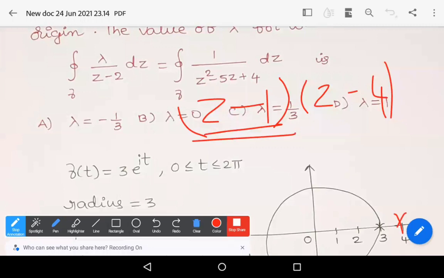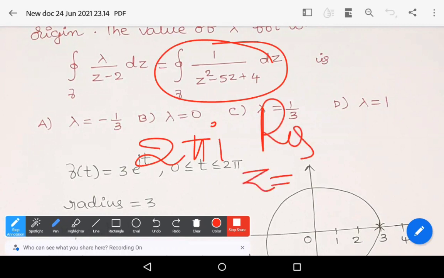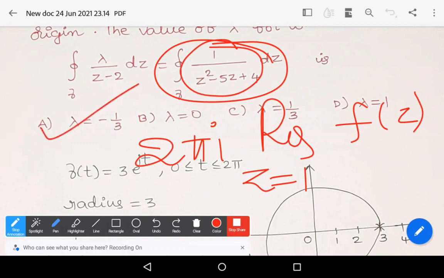So this integral can be written as 2 pi i into residue of the function f of z at z equals 1. So what is f of z here? 1 by z square minus 5z plus 4. That's it. You simplify, you get minus 1 by 3 is the correct option.